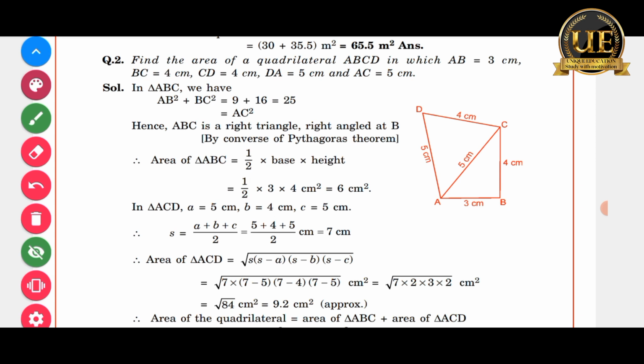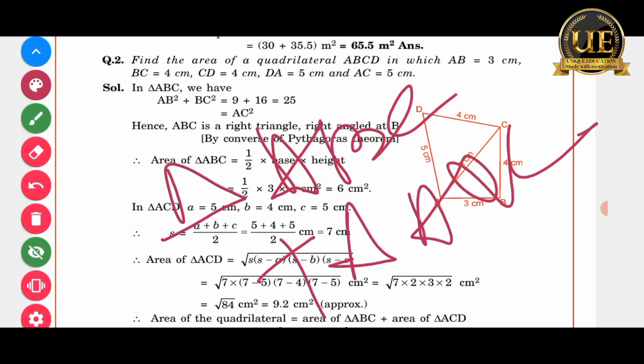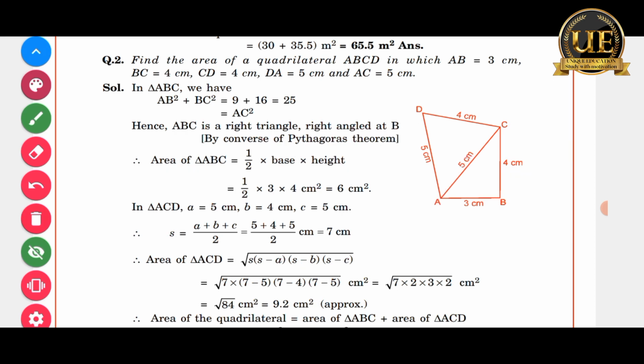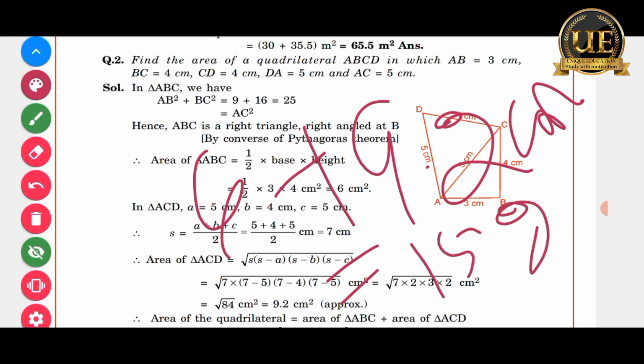Okay, the area of the quadrilateral is triangle ABC plus triangle ADC. First is 6 centimeter square plus 9.2 centimeter square, that is the 15.2 centimeter square. Okay, the answer is 15.2 centimeter square.